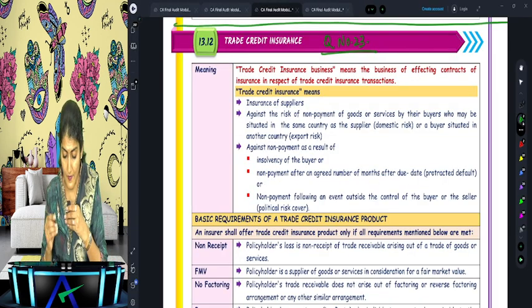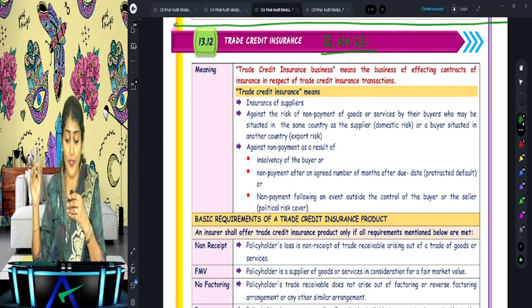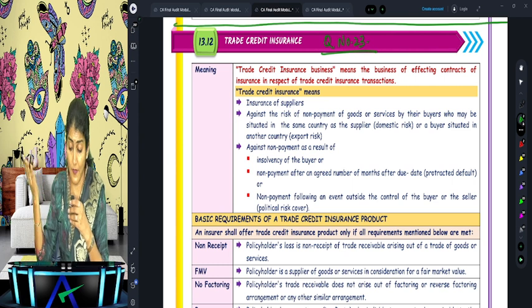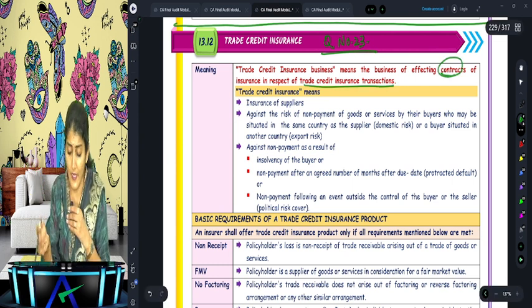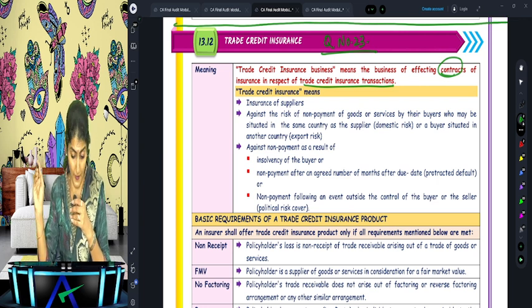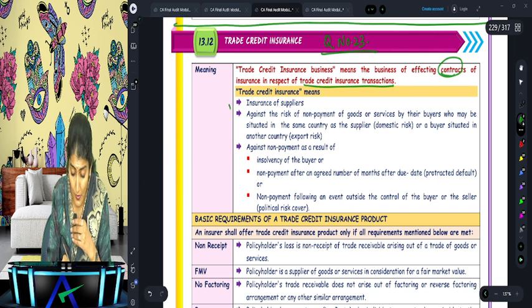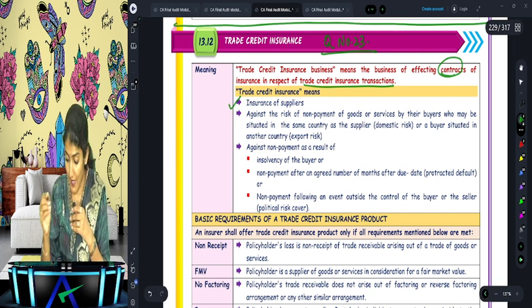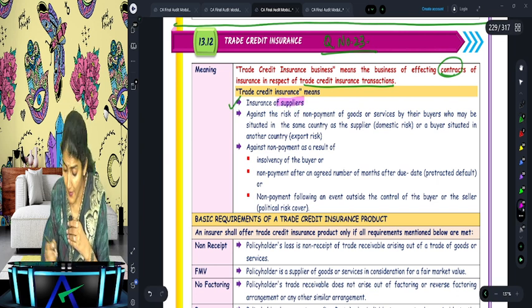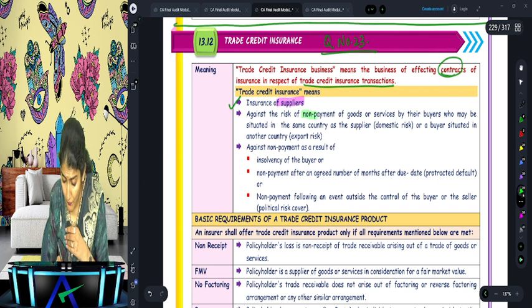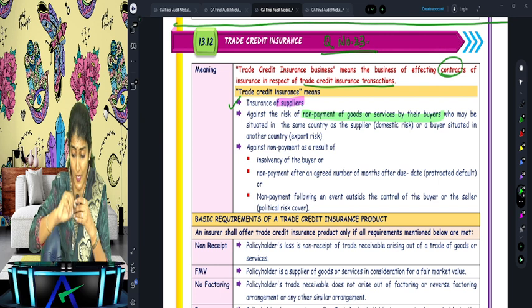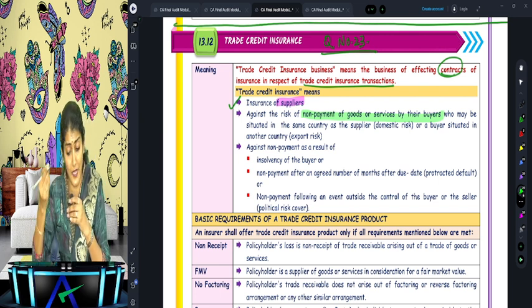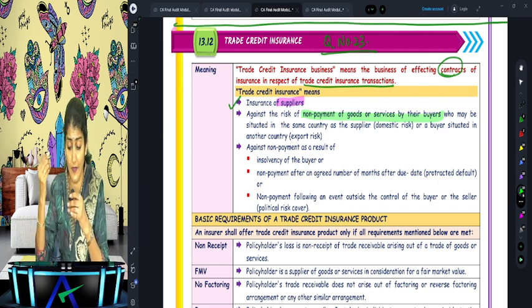A political risk cover. So trade credit insurance business means the business of effecting contracts of insurance in respect of trade credit insurance transactions. Further, trade credit insurance means insurance of the suppliers against the risk of non-payment of goods and services by the buyer, who may be situated in the same country, that is the domestic risk, or in another country, that is the export risk.